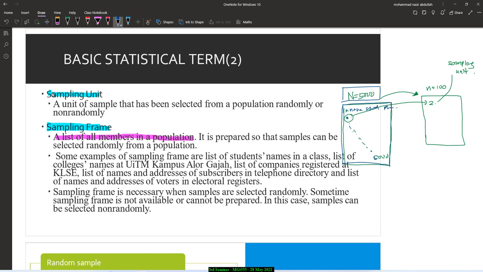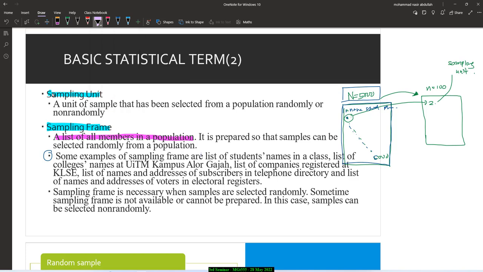So apa tujuan kita ada information ni? Senang bila kita nak select members, select sample ni, let's say sample number 2. So senang kita nak contact the sampling unit, right? So another example, kita tengok dekat sini, some examples of sampling frame.